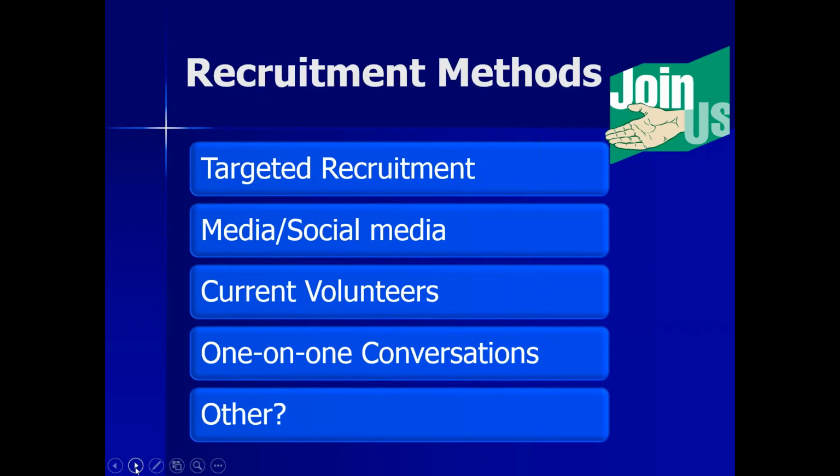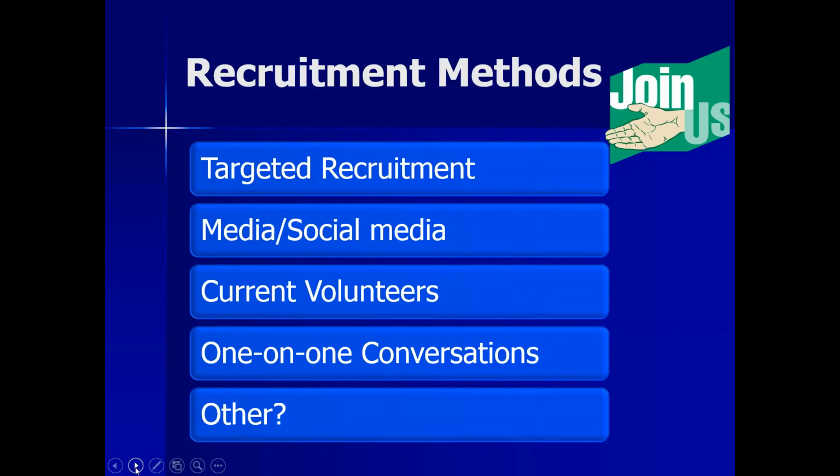It's also important to think about engaging existing volunteers. If you have a volunteer that is very passionate about the role they're playing and feels very committed, what better person to go out and energize and talk to others about also being volunteers. So think about including current volunteers in your recruitment plan.